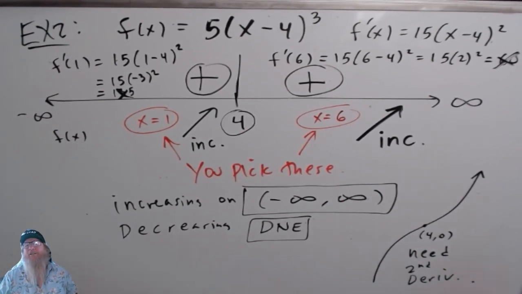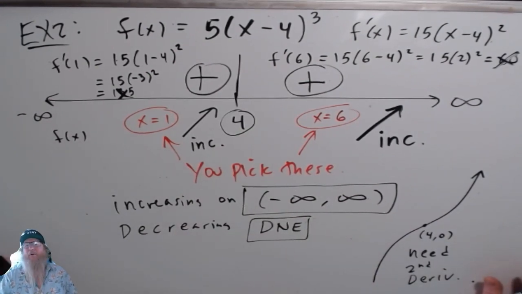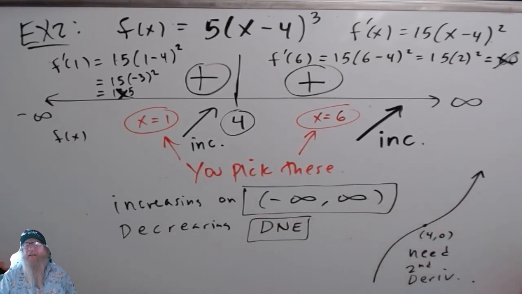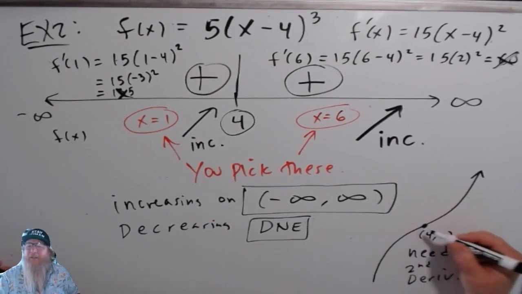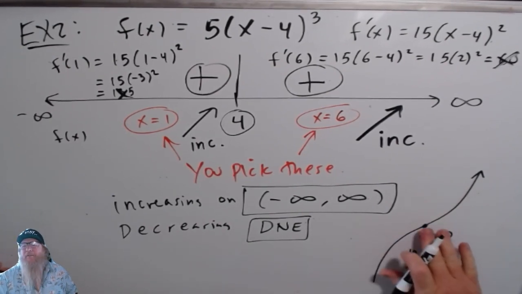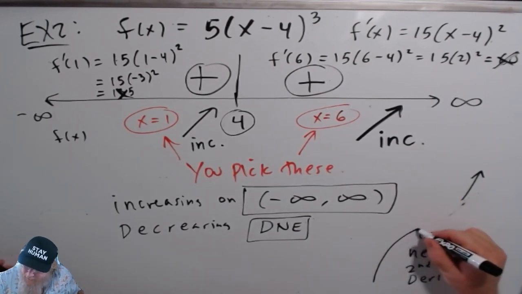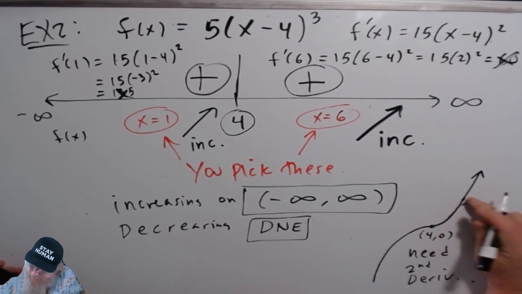So since we're only doing the first derivative, I can't really talk too much about what's happening at 4 right now. But I will say that it is still increasing at that point. It does sort of have a momentary pause, because the derivative was equal to 0. So you could maybe kind of draw it like this, but then it's still increasing.